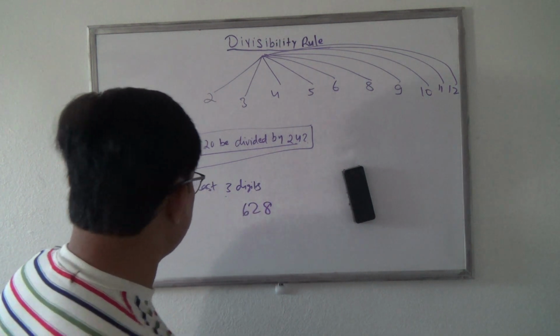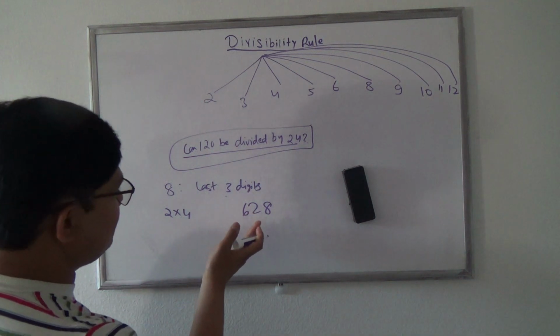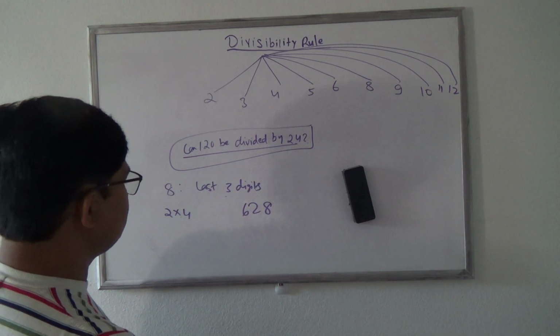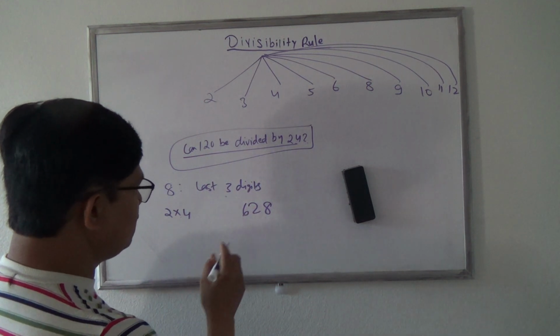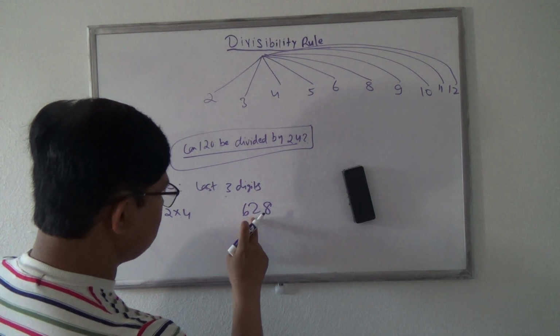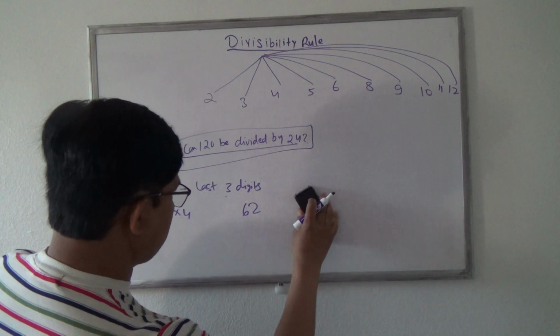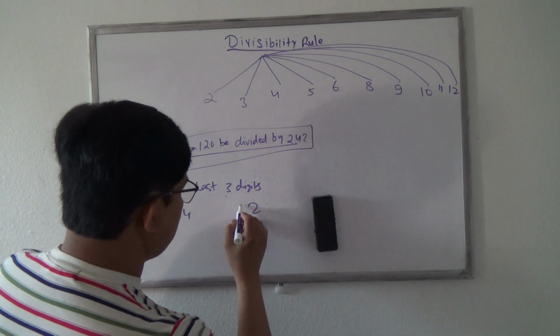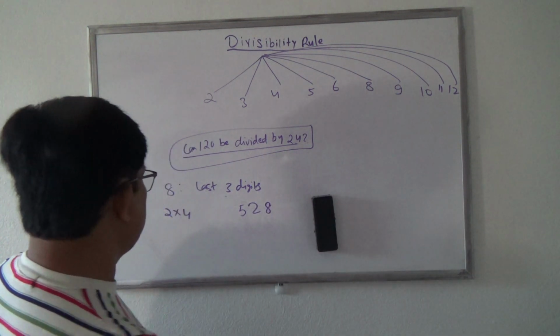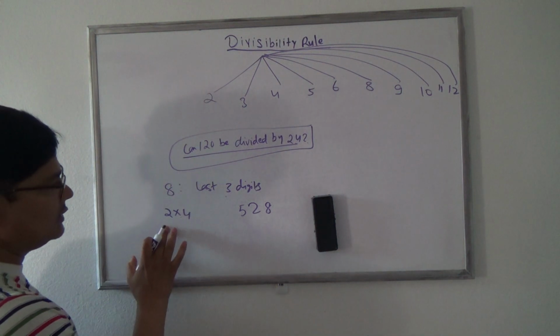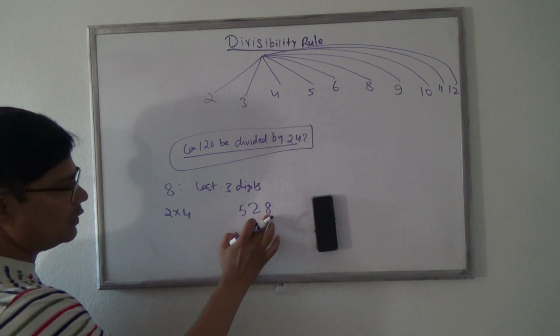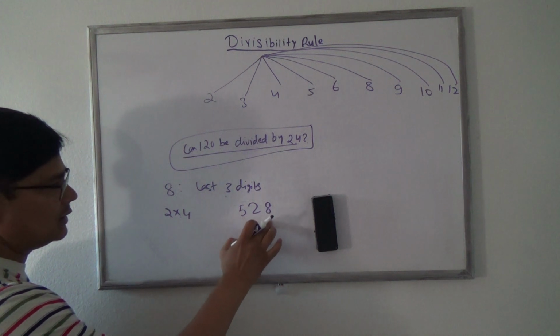628. It's already a 3-digit number, so I will try with 2 and 4. Okay, 528. Let's take 528. This number can be divided by 2 because the unit place digit is 8.